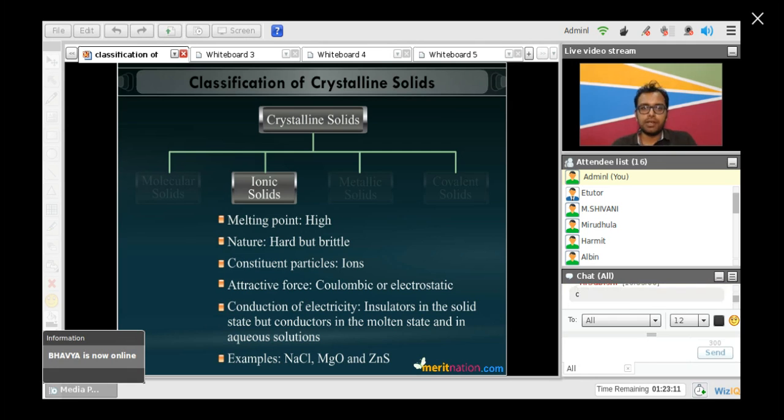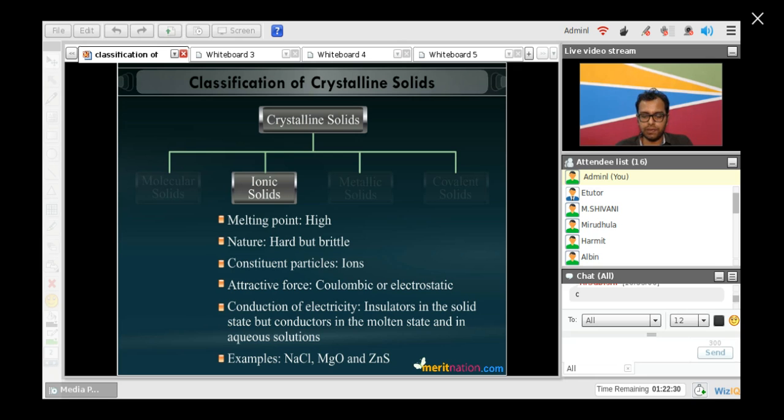Now, another type of crystalline solid is ionic solid, right? In case of ionic solid, we have ions inside the solid. So cation and anion are present inside the solid. So ionic bond exists between the ions in case of ionic solid. Now the melting point of ionic solid is high, and ionic solids are hard but brittle in nature, right? So an ionic solid like NaCl is hard but brittle. Constituent particles in this case are ions. Examples of this are NaCl, MgO or ZnS.